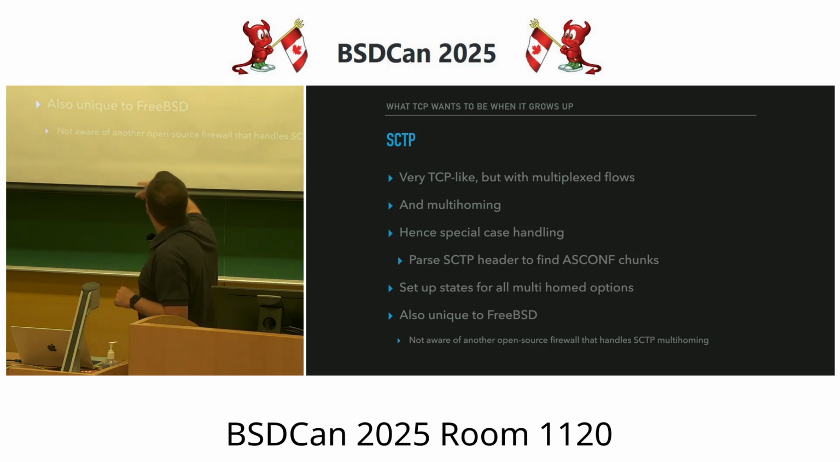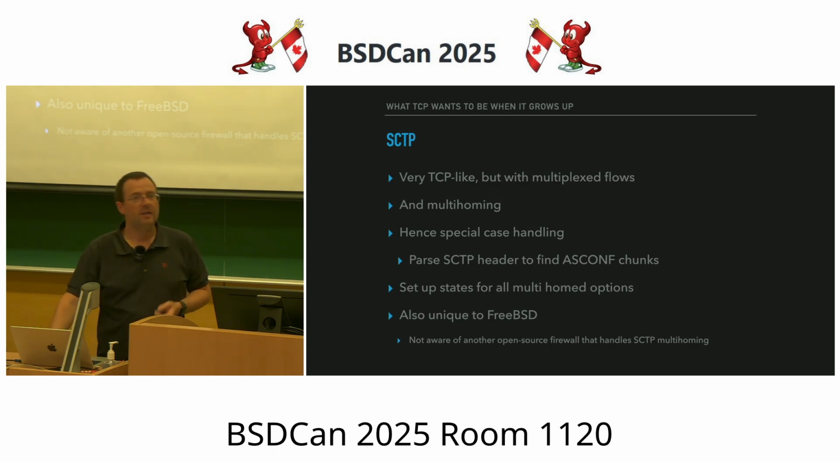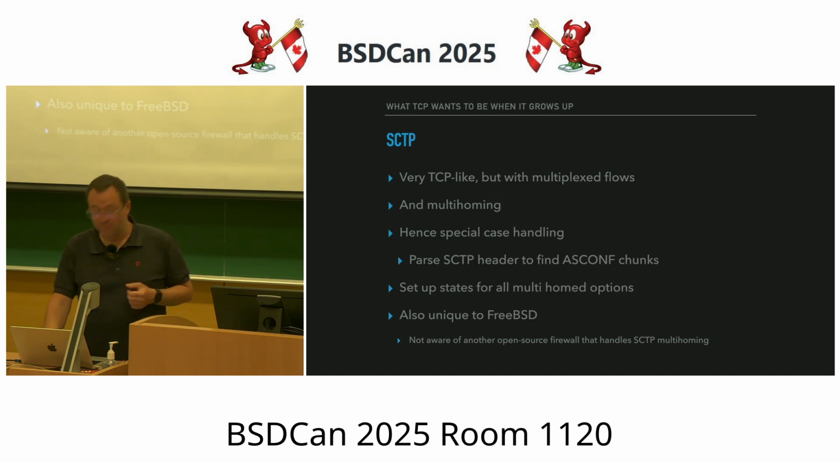This is also unique to FreeBSD PF. I am not currently aware of any other open source firewall that handles SCTP multihoming, which is why I mention it. I feel vaguely proud of this one. It hurt to get it to work, but it does work, so that's very nice.